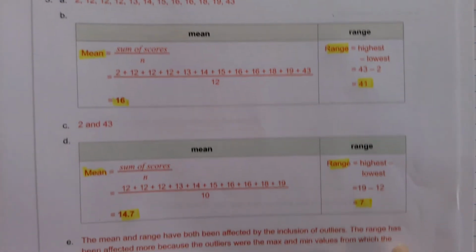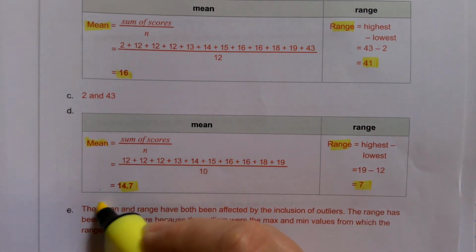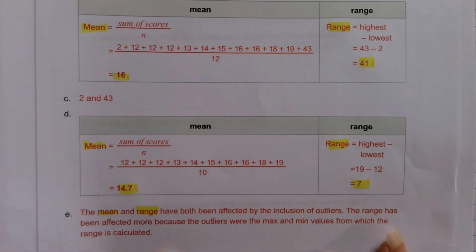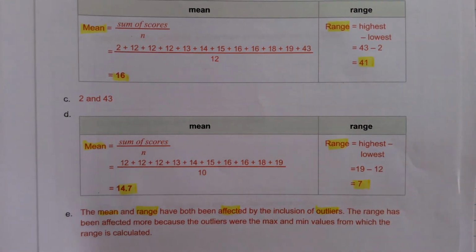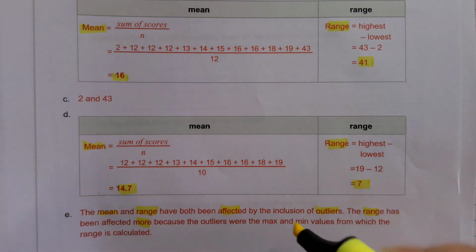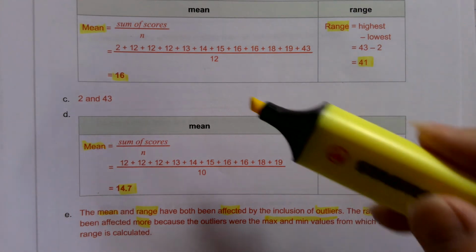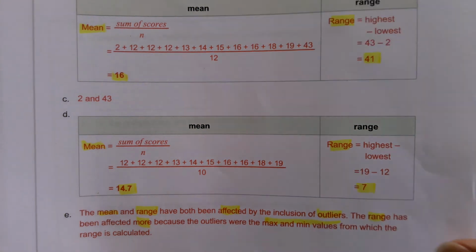Okay, the comment would be something like this. So these are the ones we used. We used mean and we used range. And we looked at the effect that these inclusions of outliers had. So the range has been affected more because the minimum and maximum values changed a lot, didn't they? That was the most significant one. The mean didn't change much because we took away a really high and a really low, and it seemed to balance out a bit, didn't it?